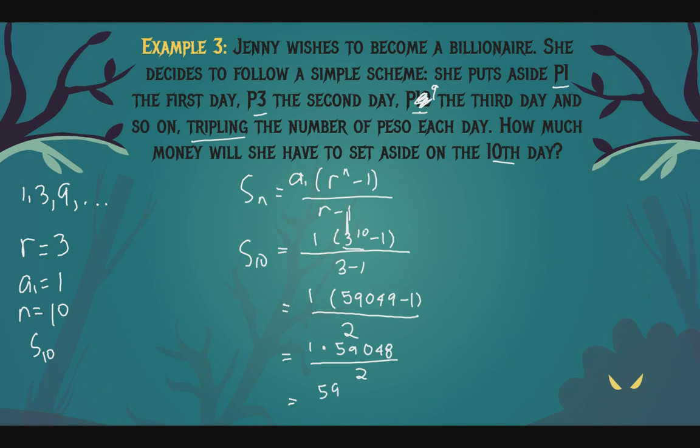And pag dinivide natin yan by 2, ano po ang magiging sagot natin kapag dinivide natin ng 59,048 by 2? Very good. 29,000, or ang ating S sub 10 is 29,524.